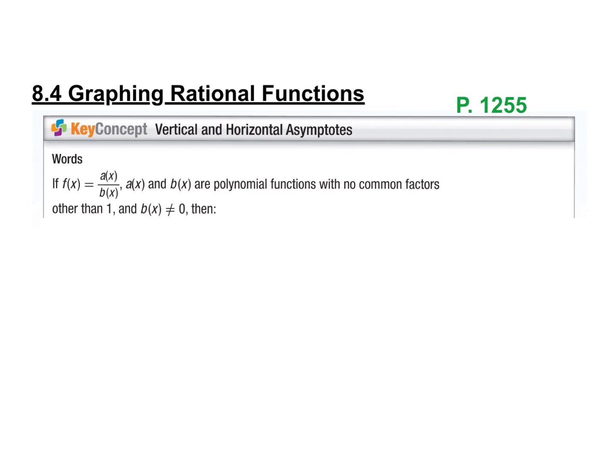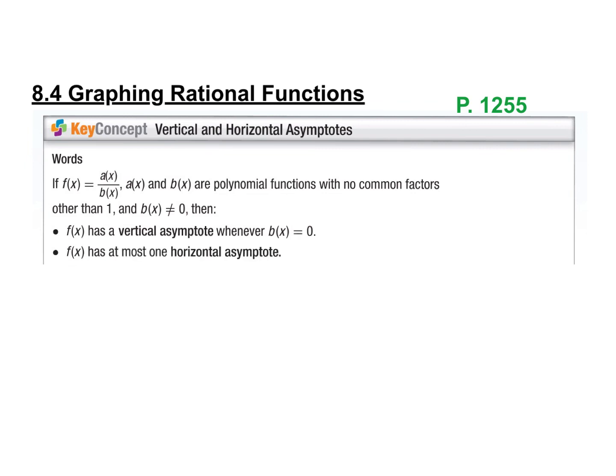For rational functions, the idea behind vertical asymptotes doesn't change. Horizontal asymptotes do. That's where we're going to see the big changes. So the first thing to add to the list is that the vertical asymptotes don't change. Whatever makes the denominator 0, whatever makes the function undefined, that's where the vertical asymptotes are going to be. That is not new.